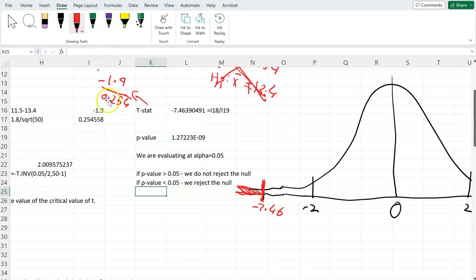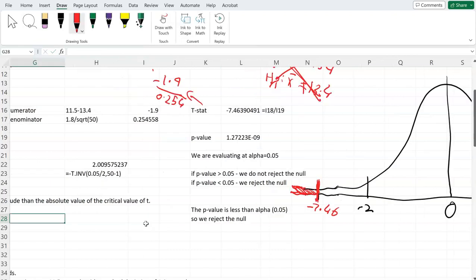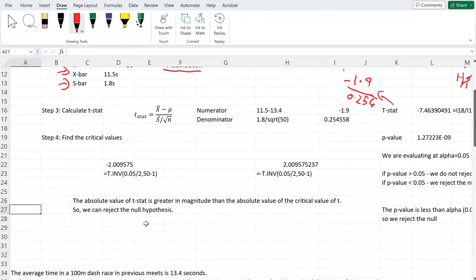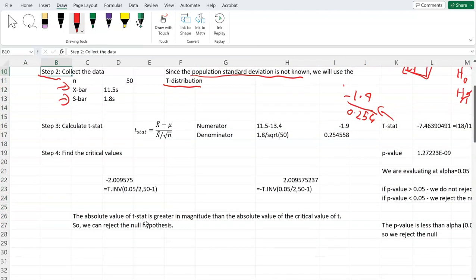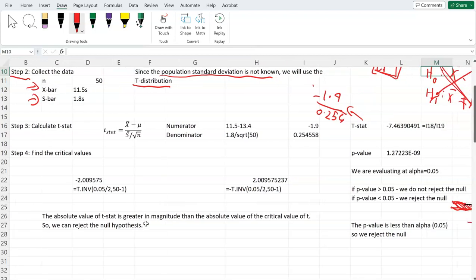So we can see here that the p-value is very low. So we will say that the p-value is less than alpha, which is 0.05 in our case, and that's what the question asked for. So we reject the null. So we could use either t-values or p-values to evaluate our hypothesis, but basically, they're both giving us the same answers.